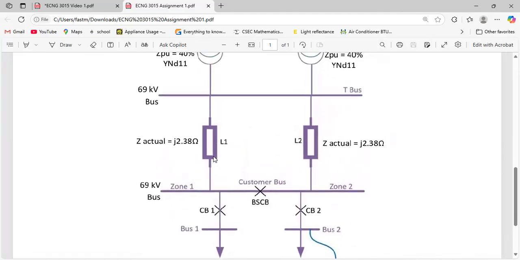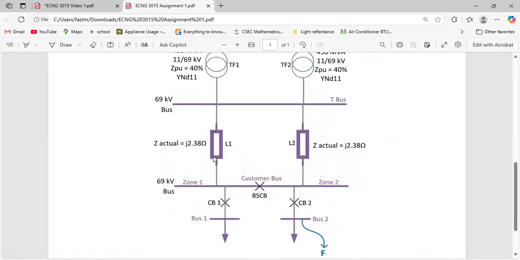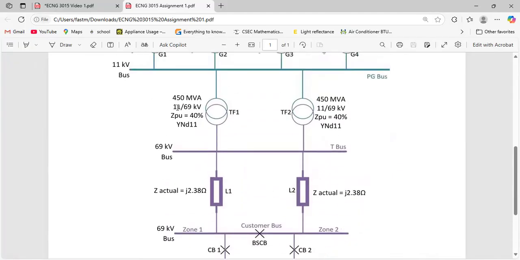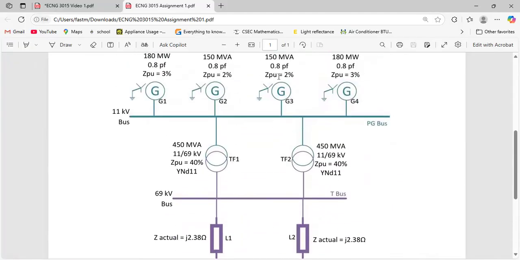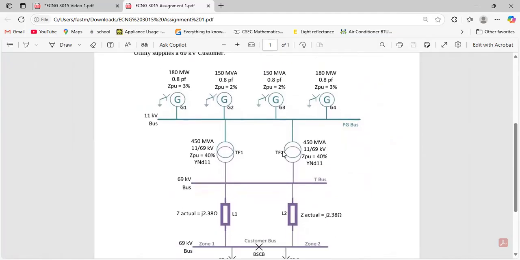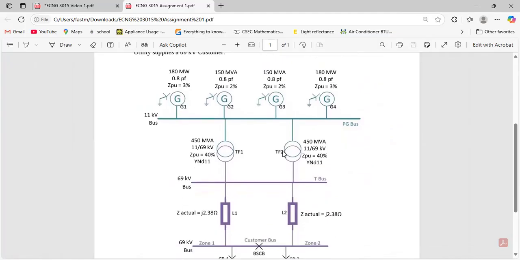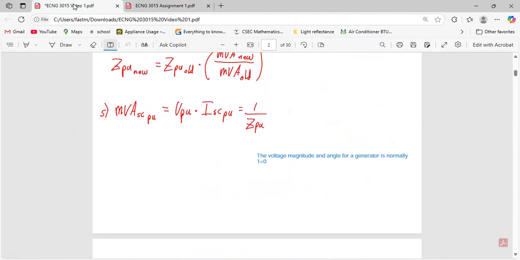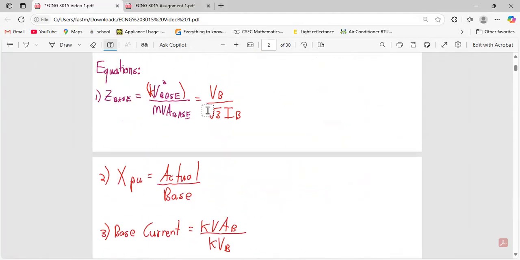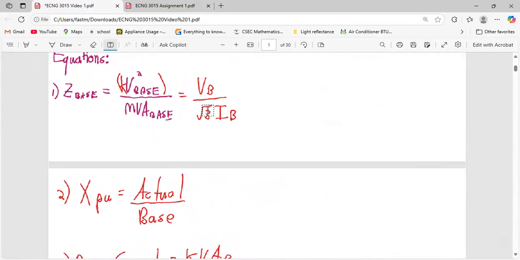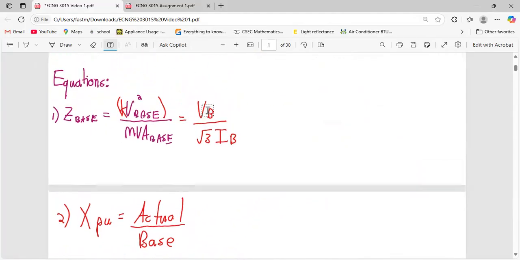So when you're doing per unit, the first thing you look for is your MVA base and your V base. The next thing you look for is to raise every component, in this case transmission line impedances, generator impedances, and transformer impedances. Those are the main components that you have to raise to MVA bases. So let's go through some general equations that you have to remember, because if you don't, you'll struggle.